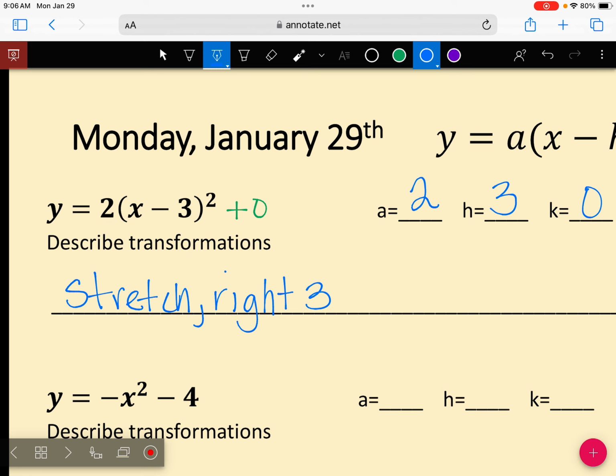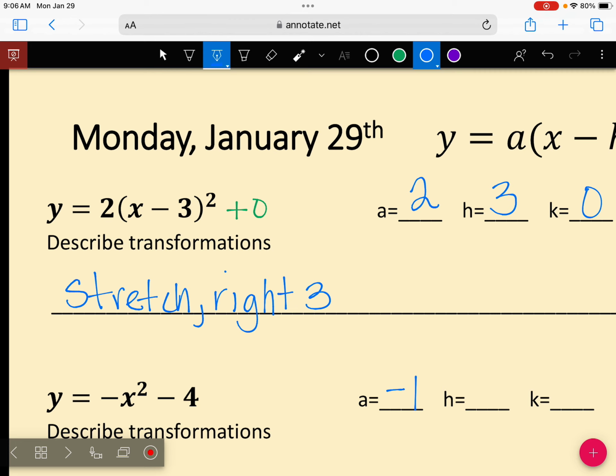All right, number 2, go ahead, fill in your A, H, and K. What is A? A is the number in front of x squared. So the number in front of x squared is this right here. What is that number? Rylan, what's this number? Well, it's not positive because there's a minus sign. So it would be a -1.